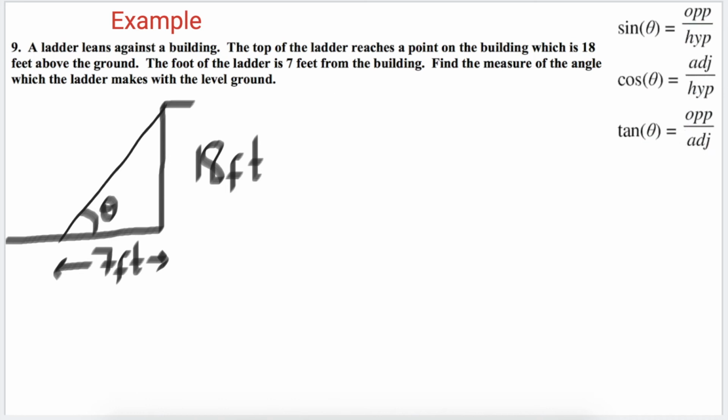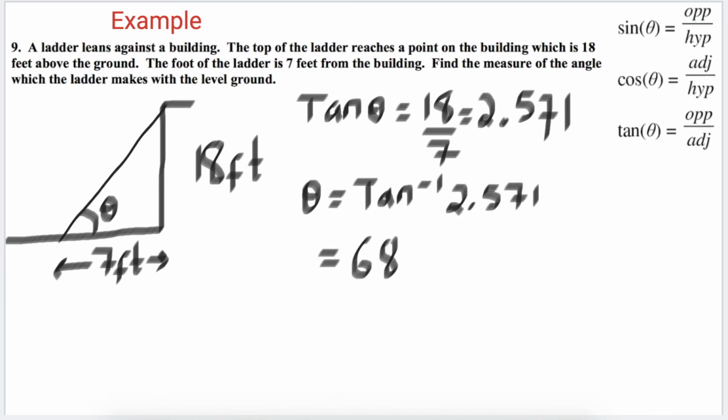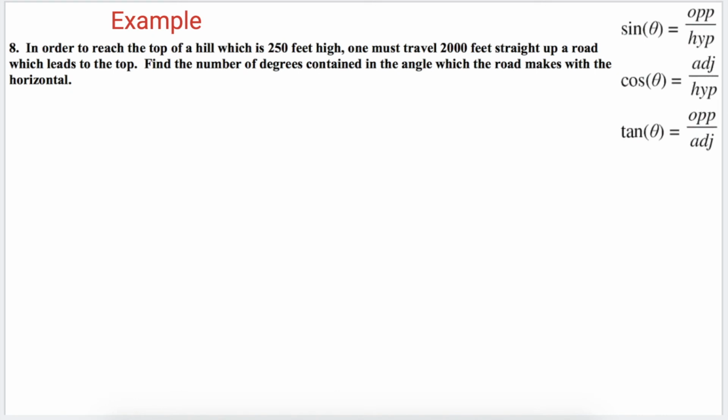So let's go ahead and find the tangent of theta, and this is going to be equal to the opposite, which is 18, divided by the adjacent, which is 7. When you divide those two numbers, you get 2.571. If you want to know what the angle is, we need to find the inverse of tangent. So theta is equal to tangent inverse of 2.571, and theta is going to be 68.749 degrees.